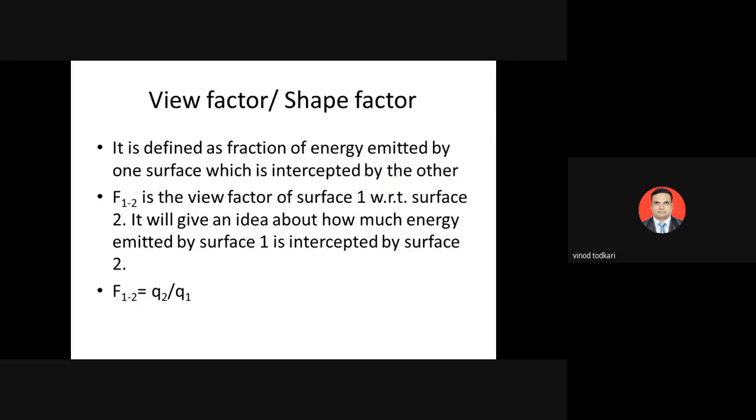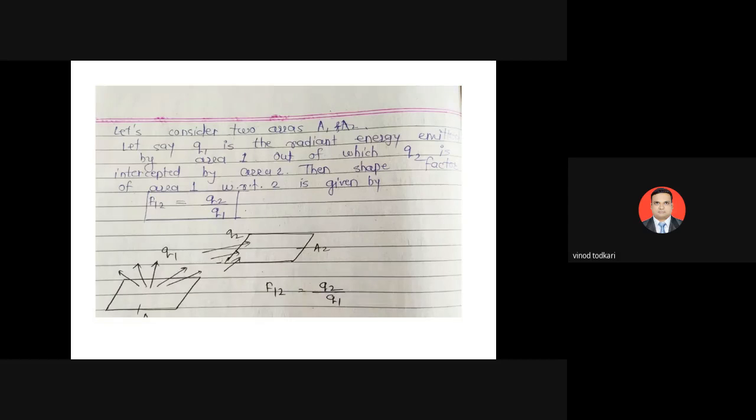Within 1 minute, I will revise what we have seen. In today's session, we have started with shape factor or view factor. What is view factor? It is defined as the fraction of energy emitted by one which is intercepted by the other. If this one surface is emitting Q1, out of which Q2 is intercepted by the second surface, then Q2 upon Q1 is called F12. F12 means shape factor of 1 with respect to 2. In short, fraction of energy emitted by 1 which is intercepted by 2.